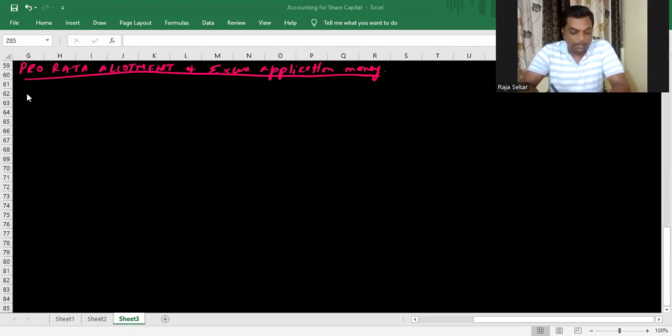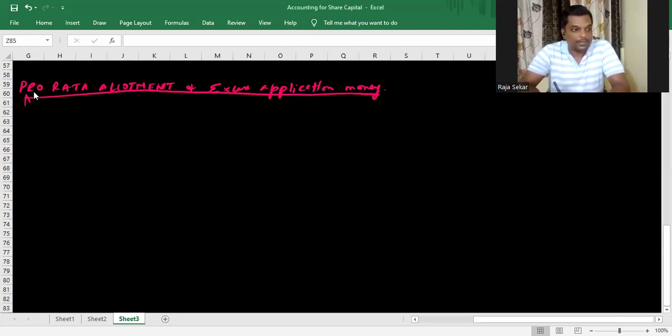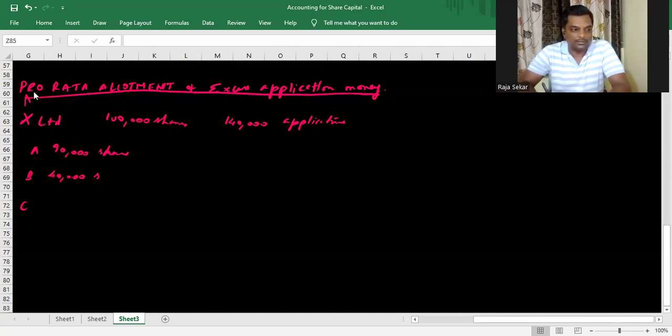So assume a company called X Limited is inviting applications for 1 lakh shares. But the company got 1,40,000 applications. And assuming the applications were from only three people, let's say A, B, and C. A applied for 90,000 shares, B applied for 40,000 shares, and C applied for 10,000 shares.